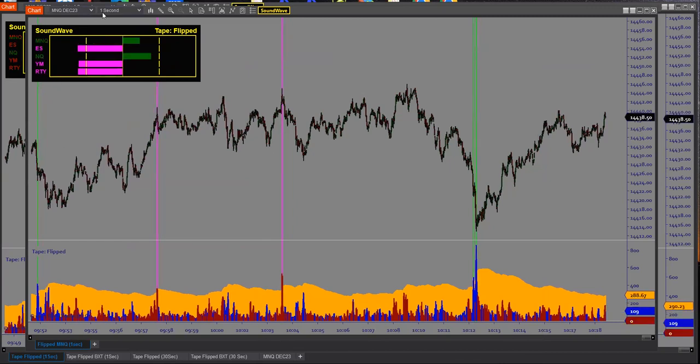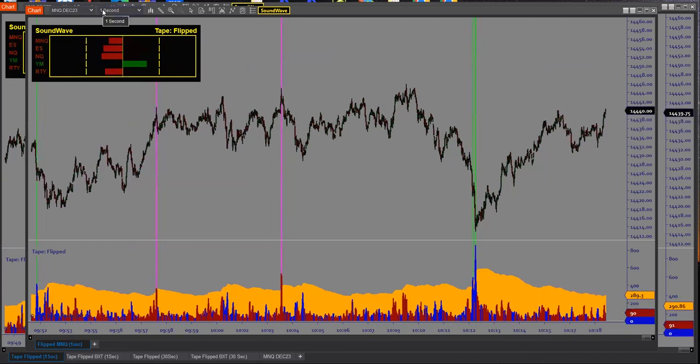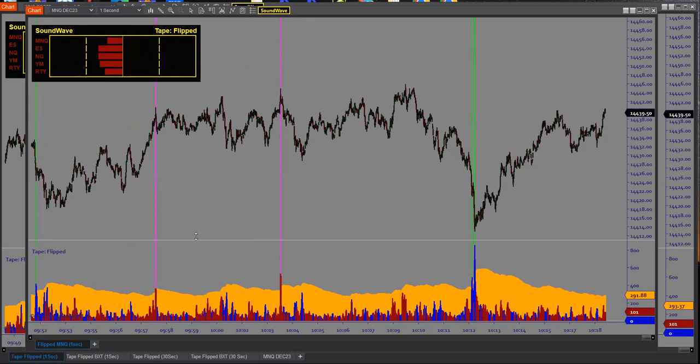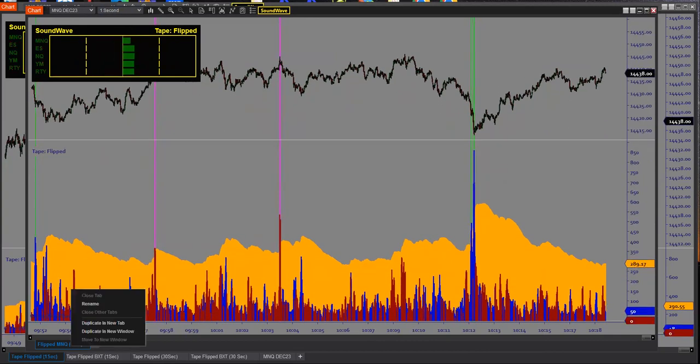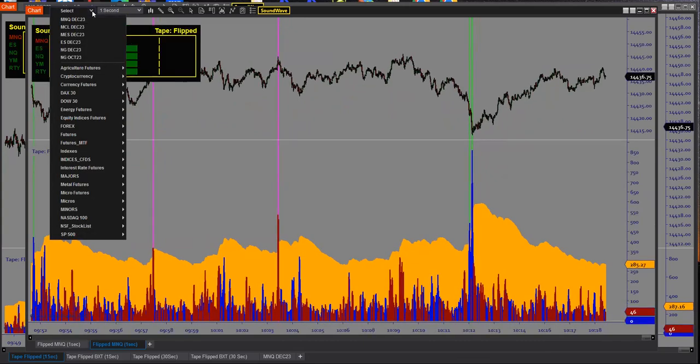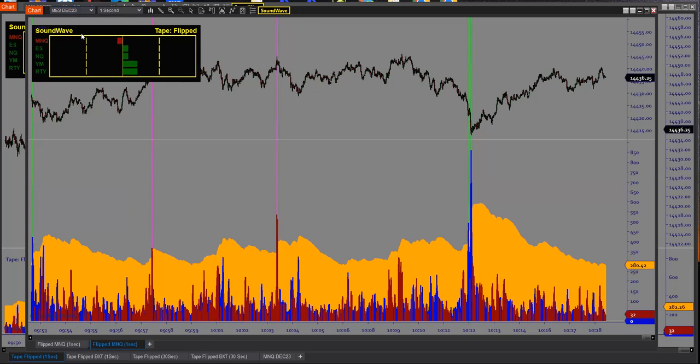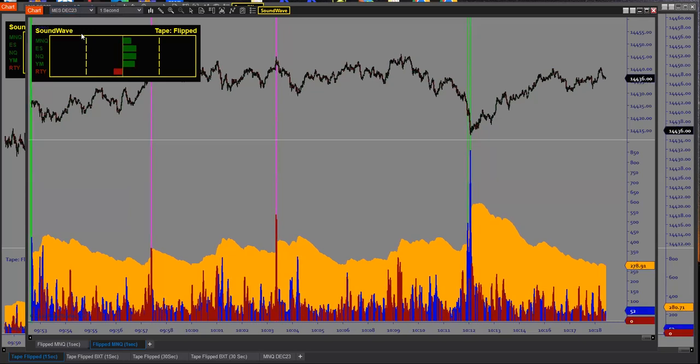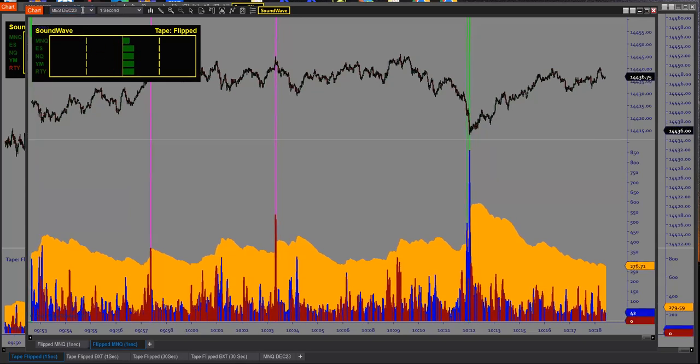Okay. So I know that I've got the 1 second feed on the MNQ. But if I want to duplicate this into a new tab, let's say I want to run it on the S&P, well, I have to change the base chart to the MES, because the MES may show me slightly different data that I may want to use.